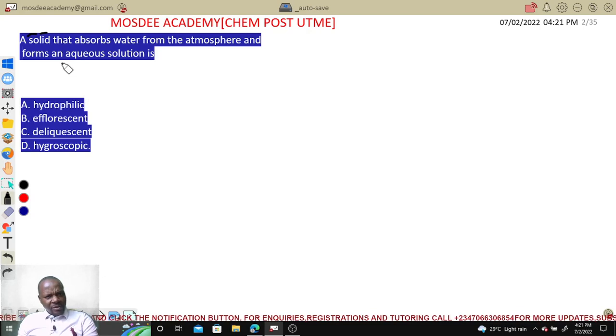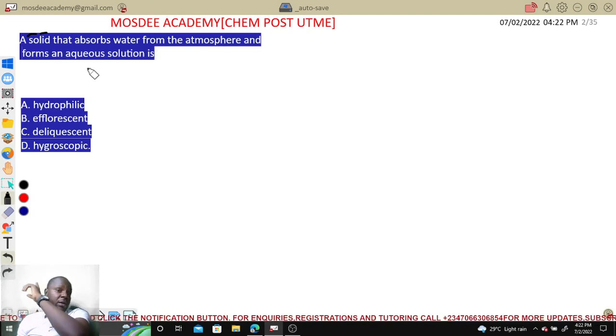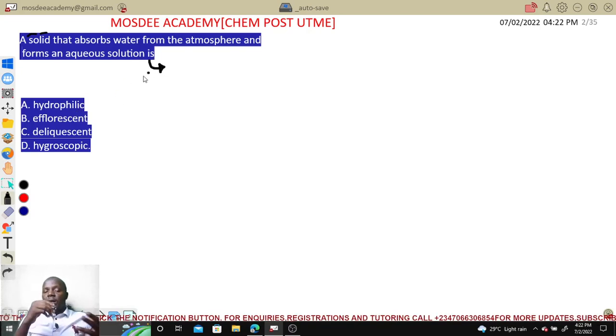The next question says, a solid that absorbs water from the atmosphere and forms an aqueous solution. The important thing is aqueous solution. If you are talking about aqueous solution, you have to understand something. We talk about absorption and the ability to absorb water of crystallization.